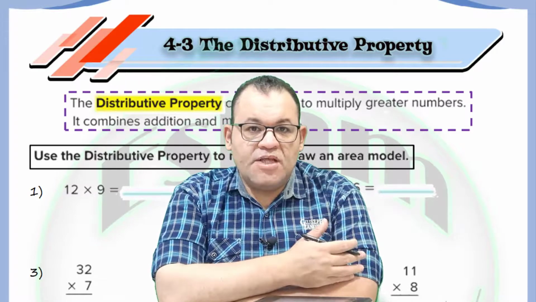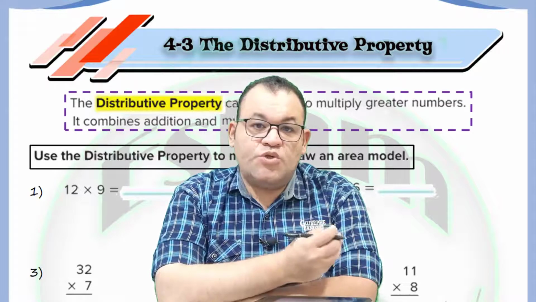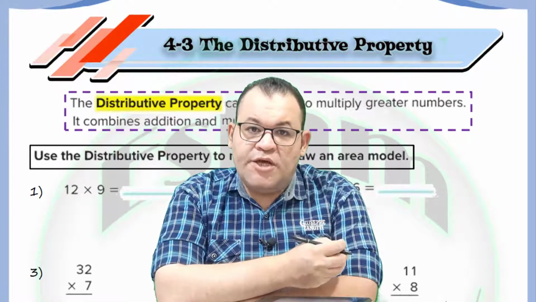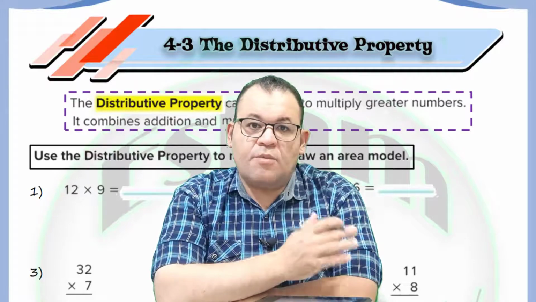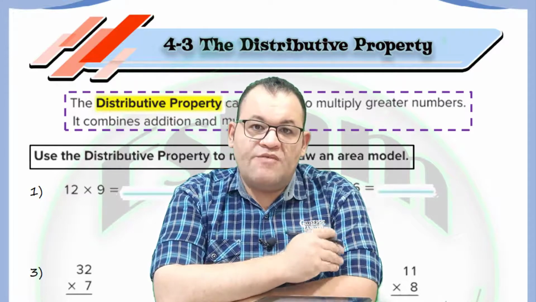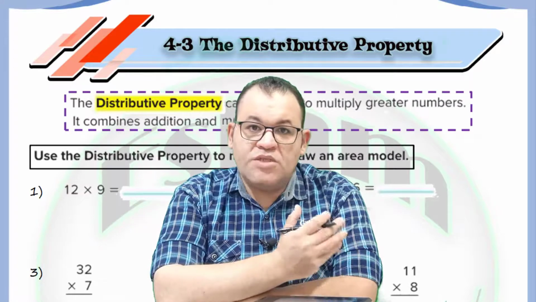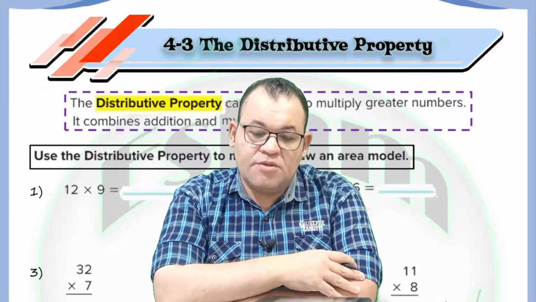The fourth property that we have for multiplication is the associative property. You can change the grouping and you will find the same answer if all of the operations in the question are multiplication. Now we have a new property which is called the distributive property. In the distributive property, we will distribute the multiplication on addition or subtraction and we will find the same answer.